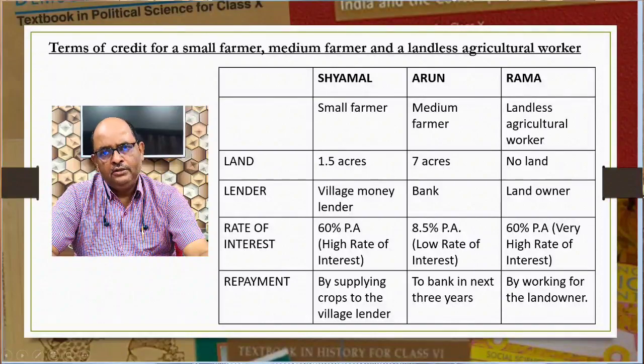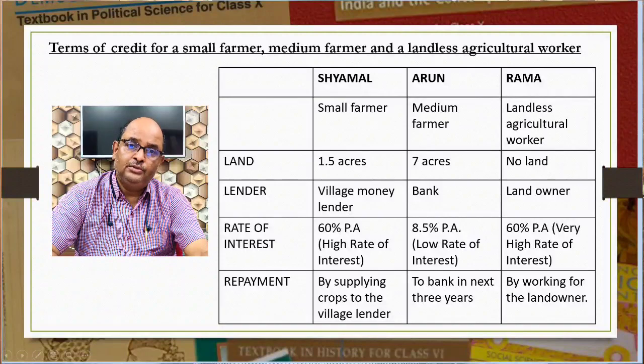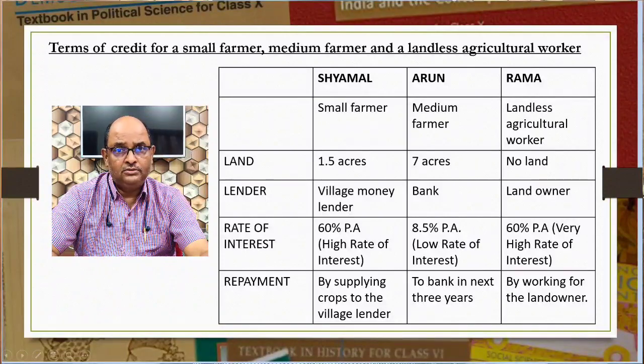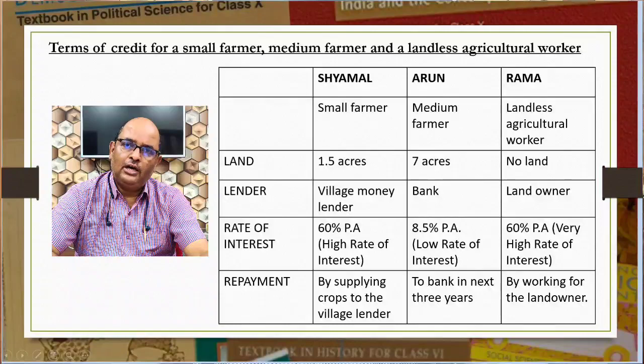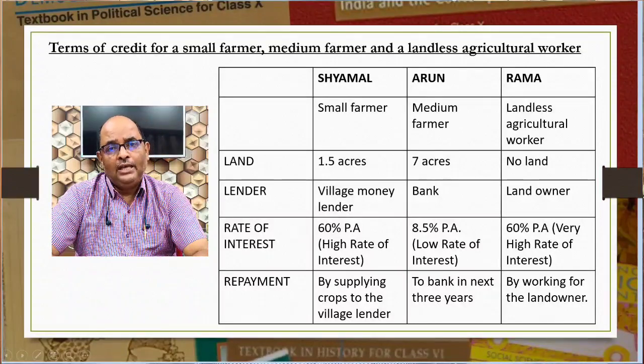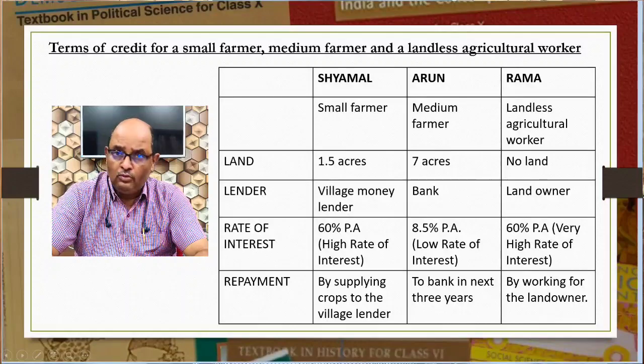Shyamal borrows money from the village money lender. The rate of interest charged to him is 5% per month or 60% per annum. Shyamal has to pay back only after the crops are ready for harvest. There is one more condition. Shyamal has to sell the crop to the lender only.